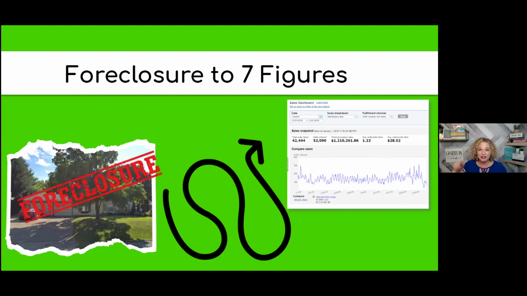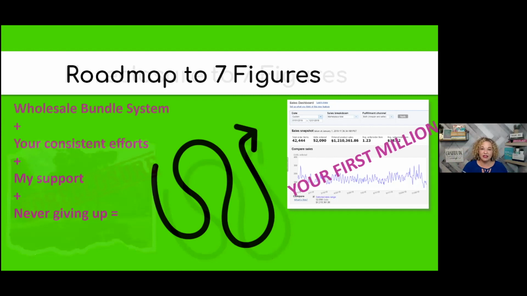But in the twists and turns of all that, a $1 million business is possible. This is the roadmap to your first million, just like it was for me. Wholesale bundle system, consistent efforts, my support, because I'm here for you. That's my mission. That's my calling. That's my purpose. I'm here to support people. I love to tell your success stories because you work so hard to achieve them, and if you're willing to put the work in and be consistent and never give up.